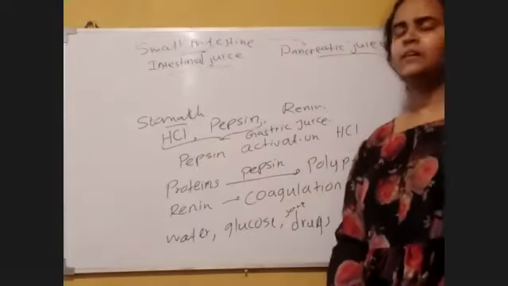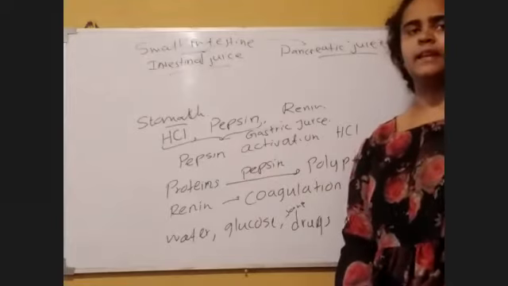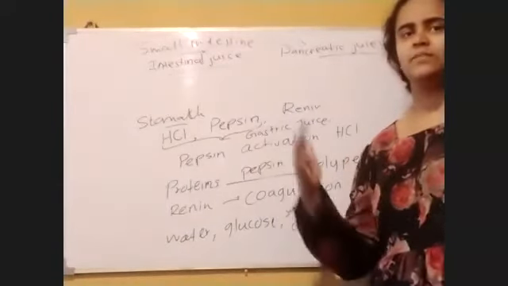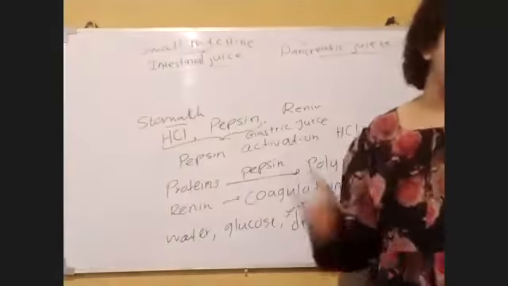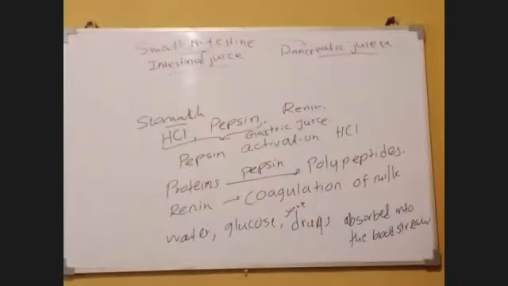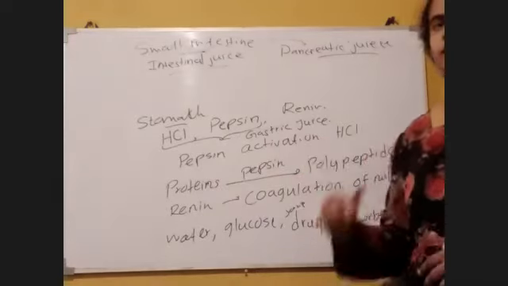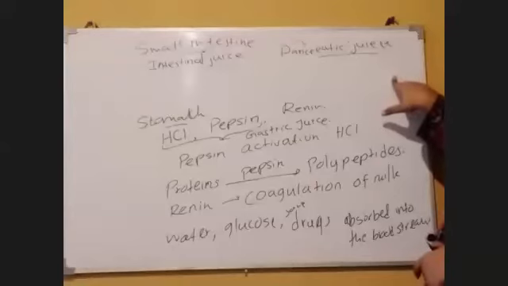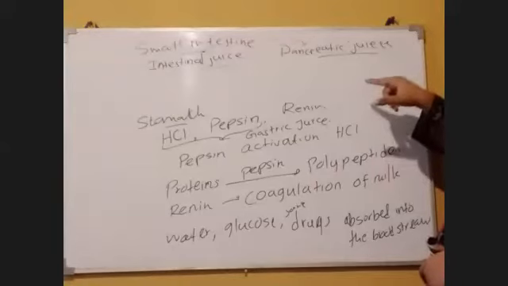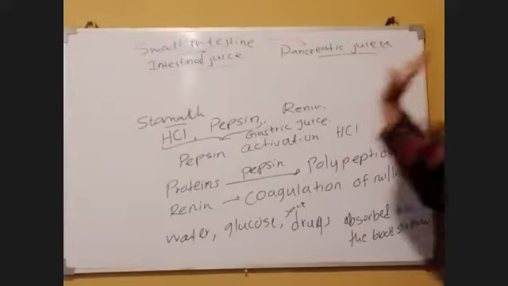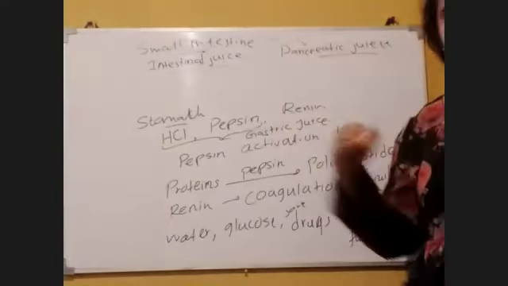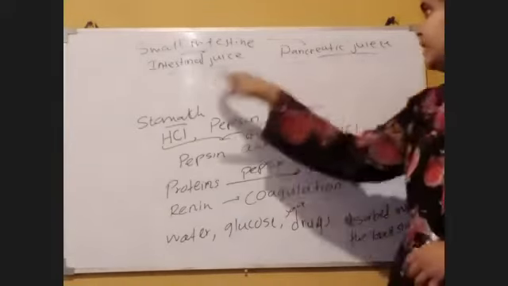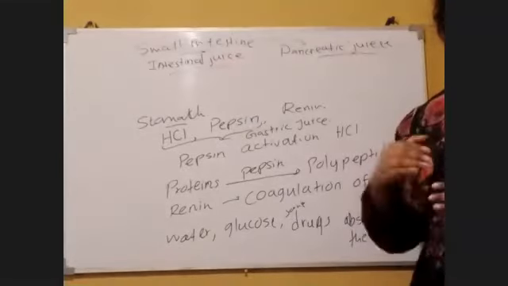But the first reactions are the ones from the pancreas, because after the enzymes from the pancreas do their function, only then can the intestinal juice do its reactions, by using the end products of the pancreatic juice.